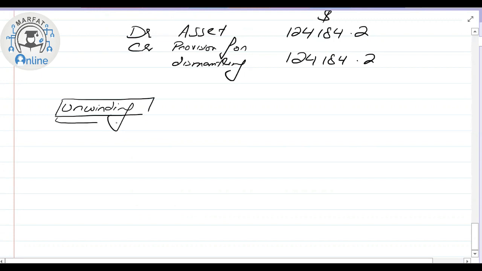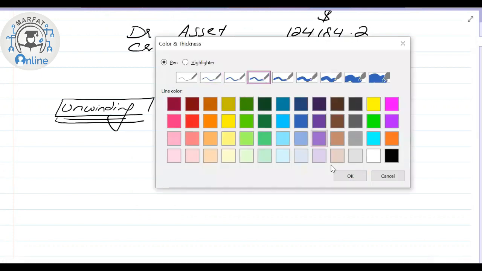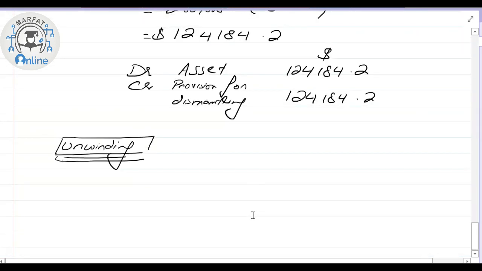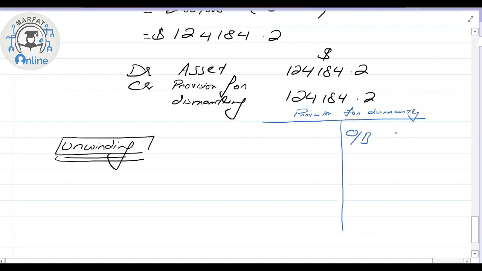One more concept attached to it, which is unwinding. Now the unwinding is quite easier to understand if you focus. We have recorded the liability in the T account. Let's make a T account over here, the T account for provision for dismantling. And we have recorded the opening balance of the liability as 1,24,184.2. This is the opening balance.